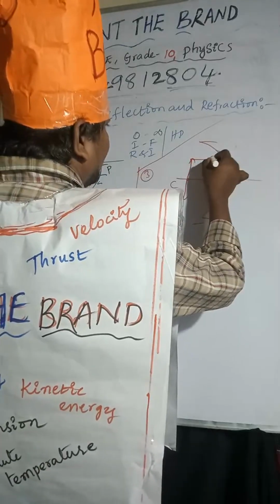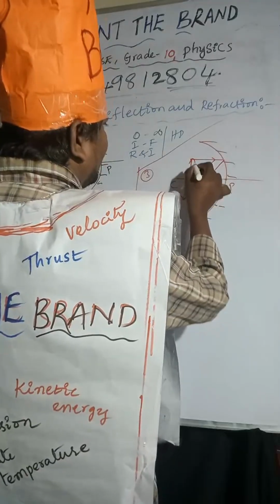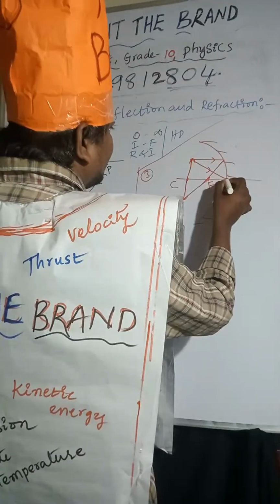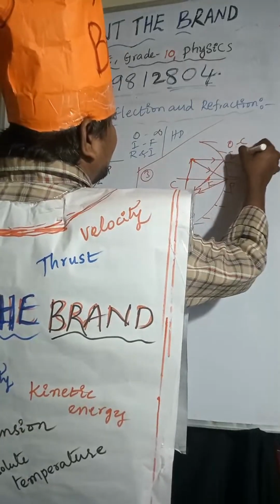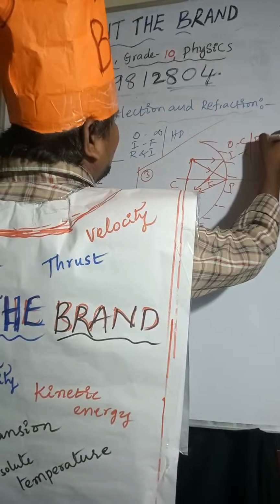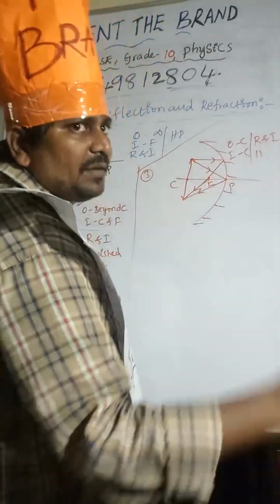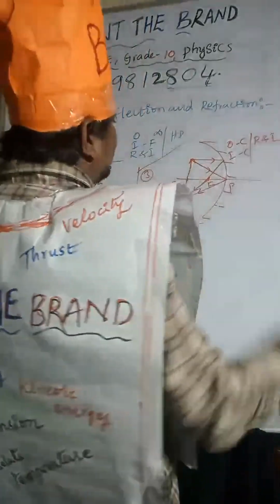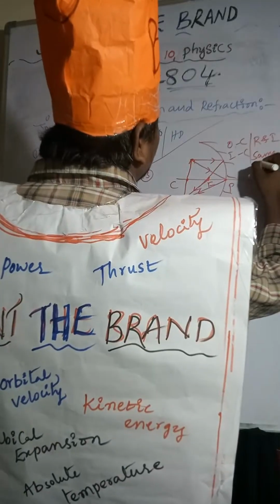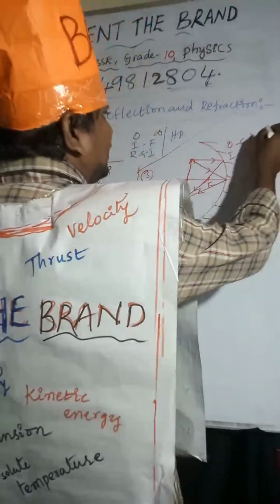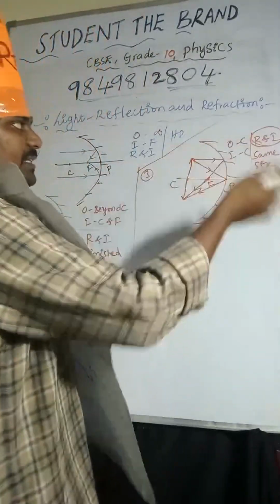So one light ray I am taking like this. Here one more light ray I am taking here. Okay, object is at C, image also at C. Nature of the image is real and inverted, and size of the image is same size. So size of the image is same size, nature of the image is real and inverted.